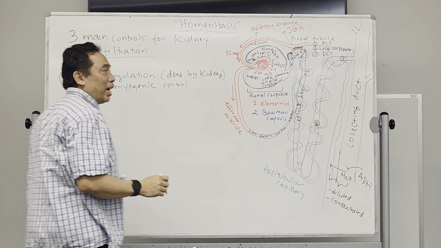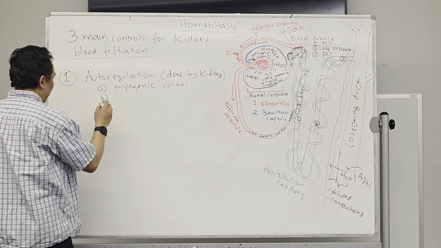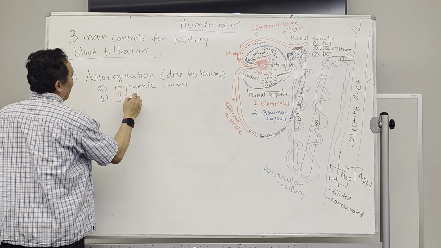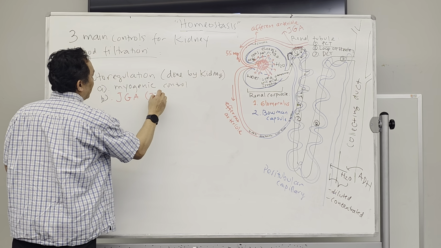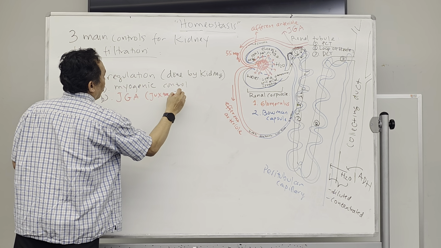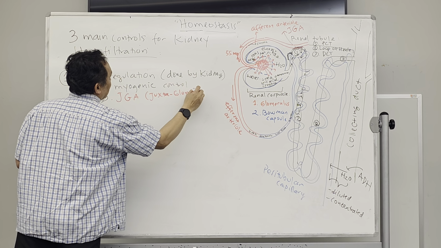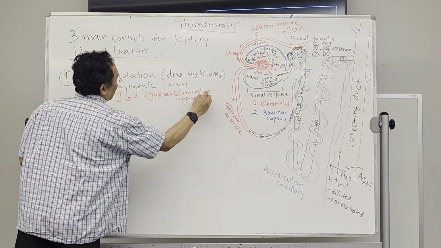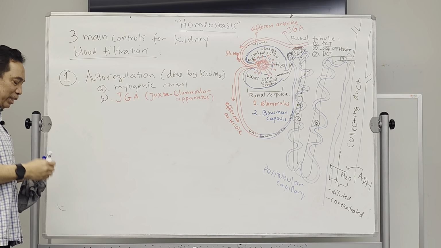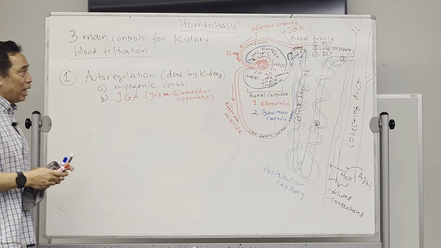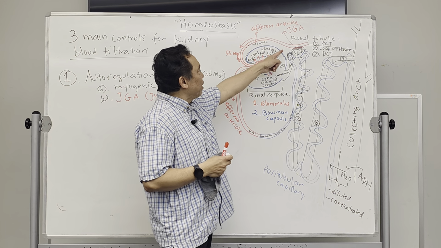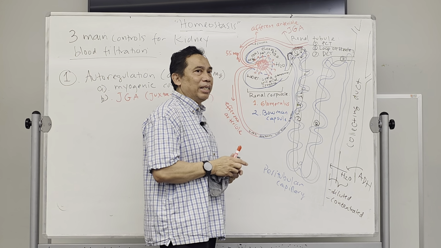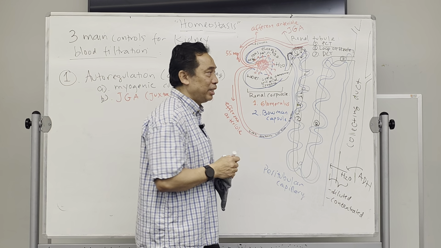So this area is called JGA, which is the juxtaglomerular apparatus, which is the area of touching between the afferent arterioles and the PCT cell.